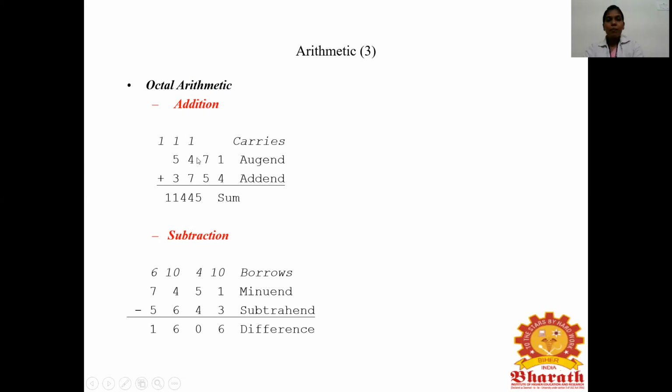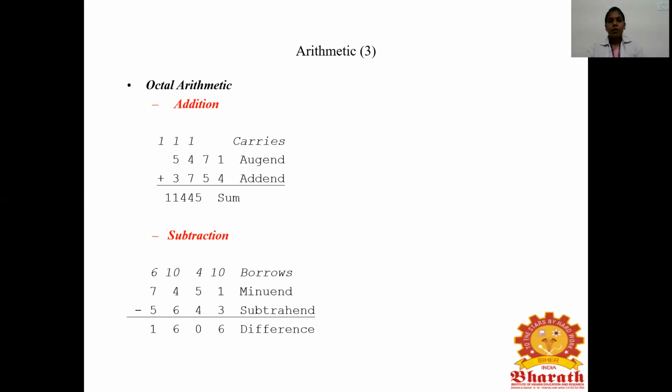So next, 7 plus 4 is 11, and then again we have a carry, so 12. Again we got 12, so simply 4 is the sum, and 1 is the carry. Now 5 plus 1 is 6. 6 plus 3 is 9. Now see what's the difference between 9 and 8? That is nothing but 1. So write the difference, that is the sum 1, and then the carry is 1. So this is octal arithmetic in addition.